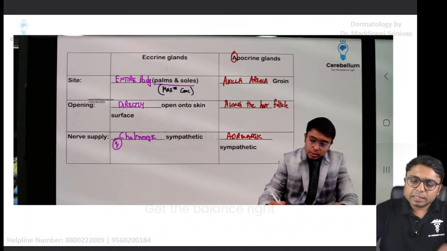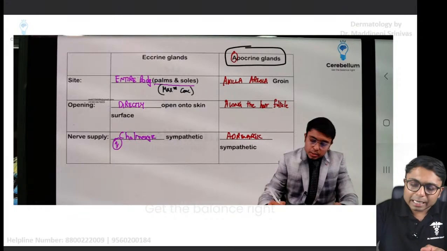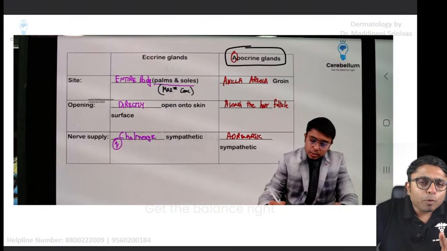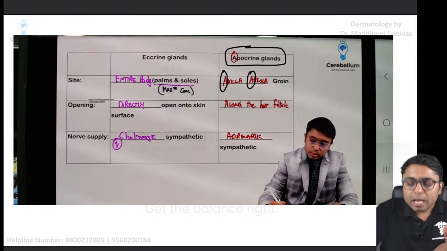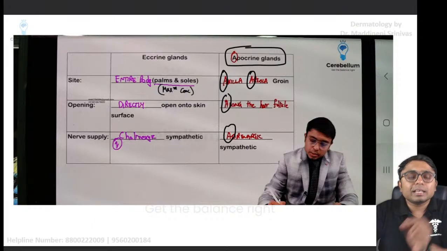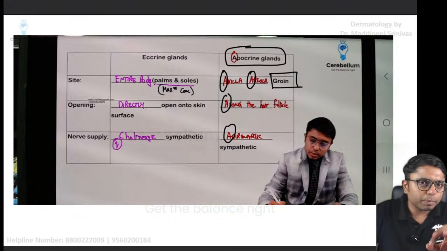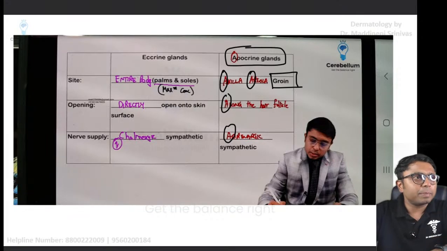So this was discussed in the Cerebellum Academy. You can see here the differentiation between eccrine and apocrine glands, and you can see that apocrine glands has the alphabet A in it: A for axilla, A for areola. Apocrine glands open along the hair follicles, and they are innervated by the adrenergic sympathetic system. Apart from this, groin is the additional site which you need to remember. The rest of the others you can remember with this alphabet A.